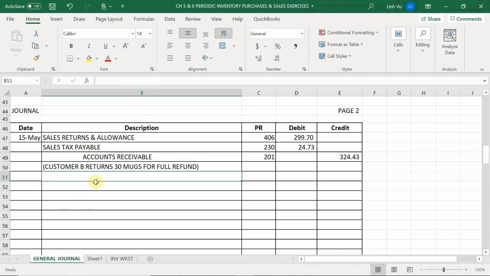Now here's the question. We sold 60 mugs to customer B, and because they're making a return of those 30 mugs, what do we do with those cups? Because we actually got them back.